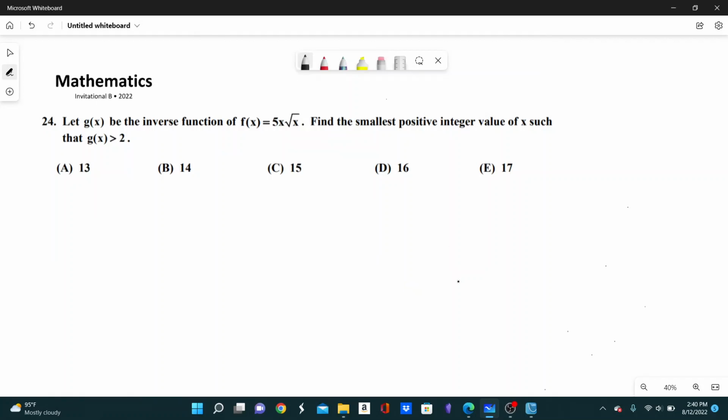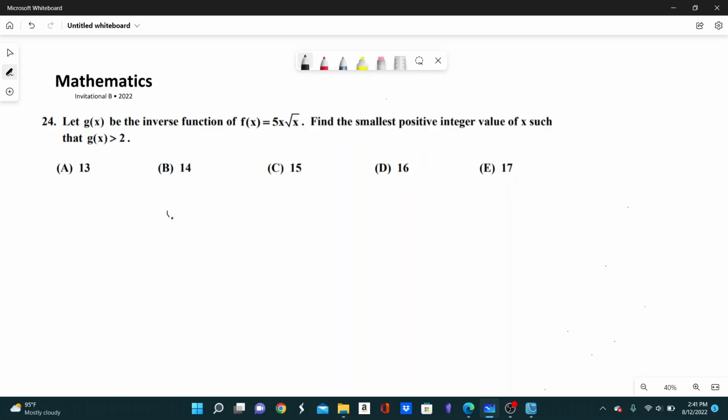Number 24. Let g of x be the inverse function of f of x equals 5x times the square root of x. Find the smallest positive integer value of x such that g of x is greater than 2. So, the way you can do this, well, we just have to find the inverse function first.